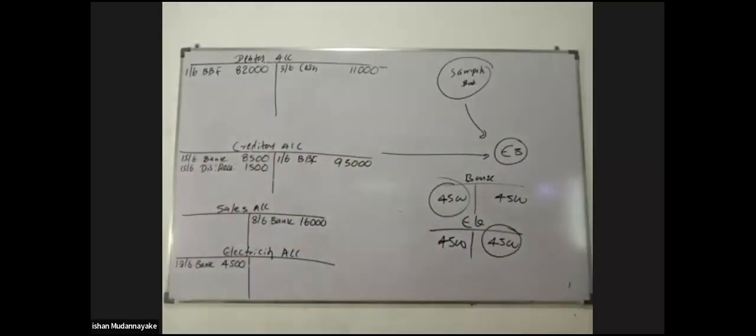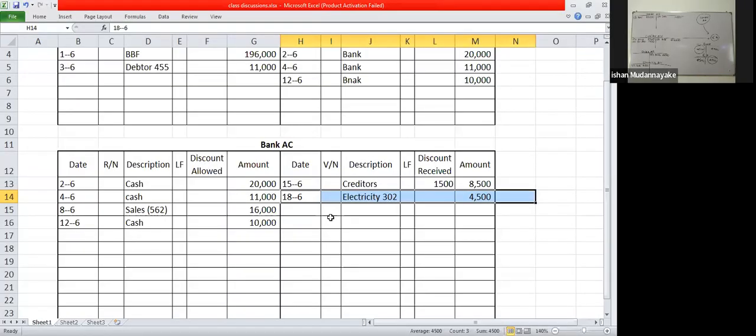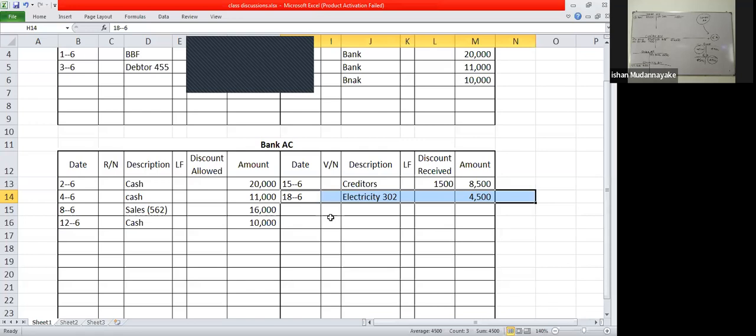Rushda, is it clear? Yes, sir. Tanvi, is it clear? Yes, sir. Clear. Right. Ranita, clear? Yes, sir.